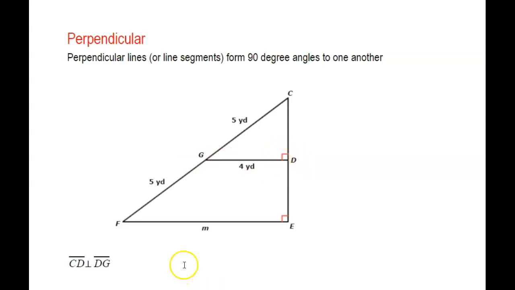Now the other one that does that, as you can probably see right here, is line segment CE, which is going to be perpendicular to line segment EF. And again, you put the upside down T between the two line segments. Okay, I hope that was helpful to you for a review.